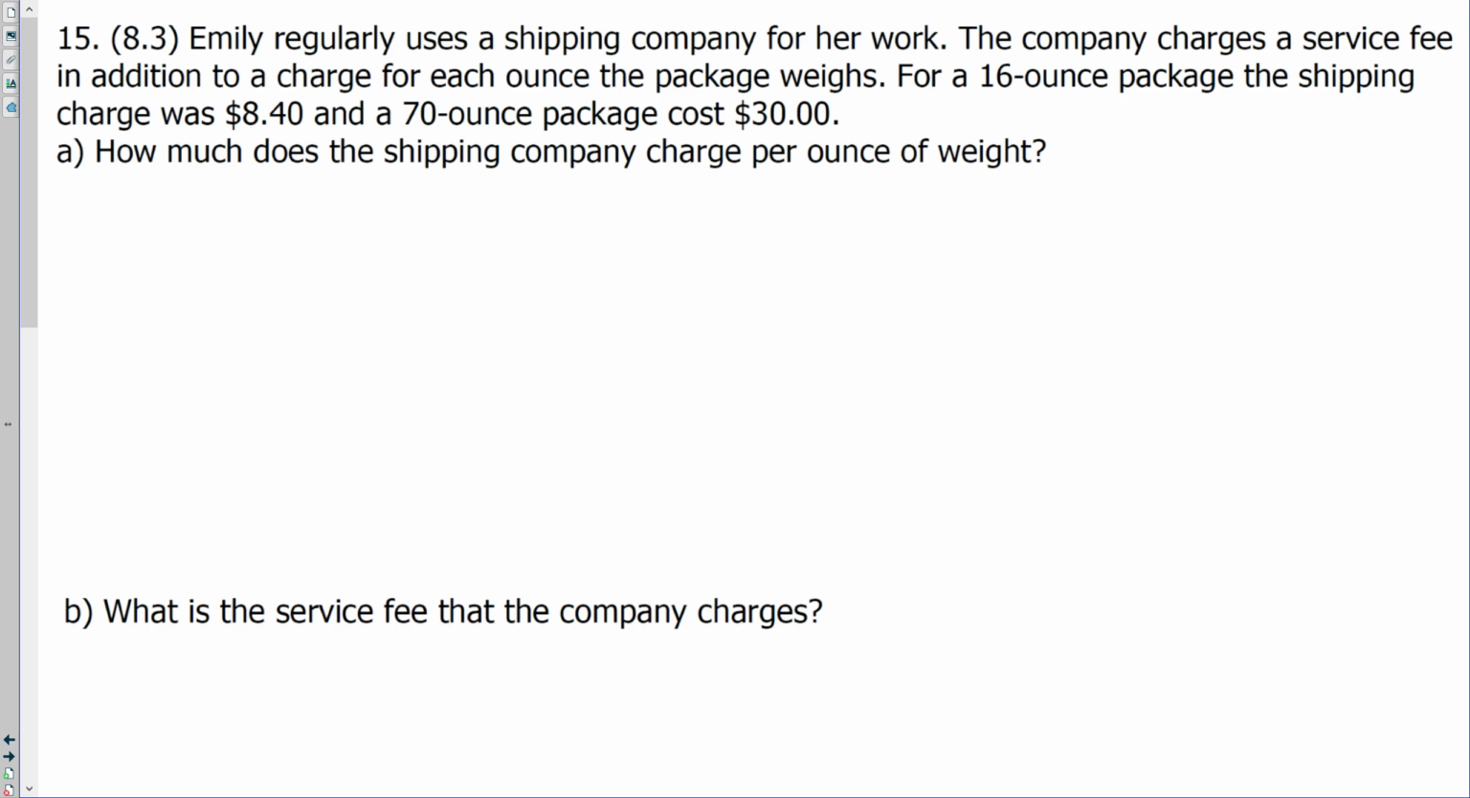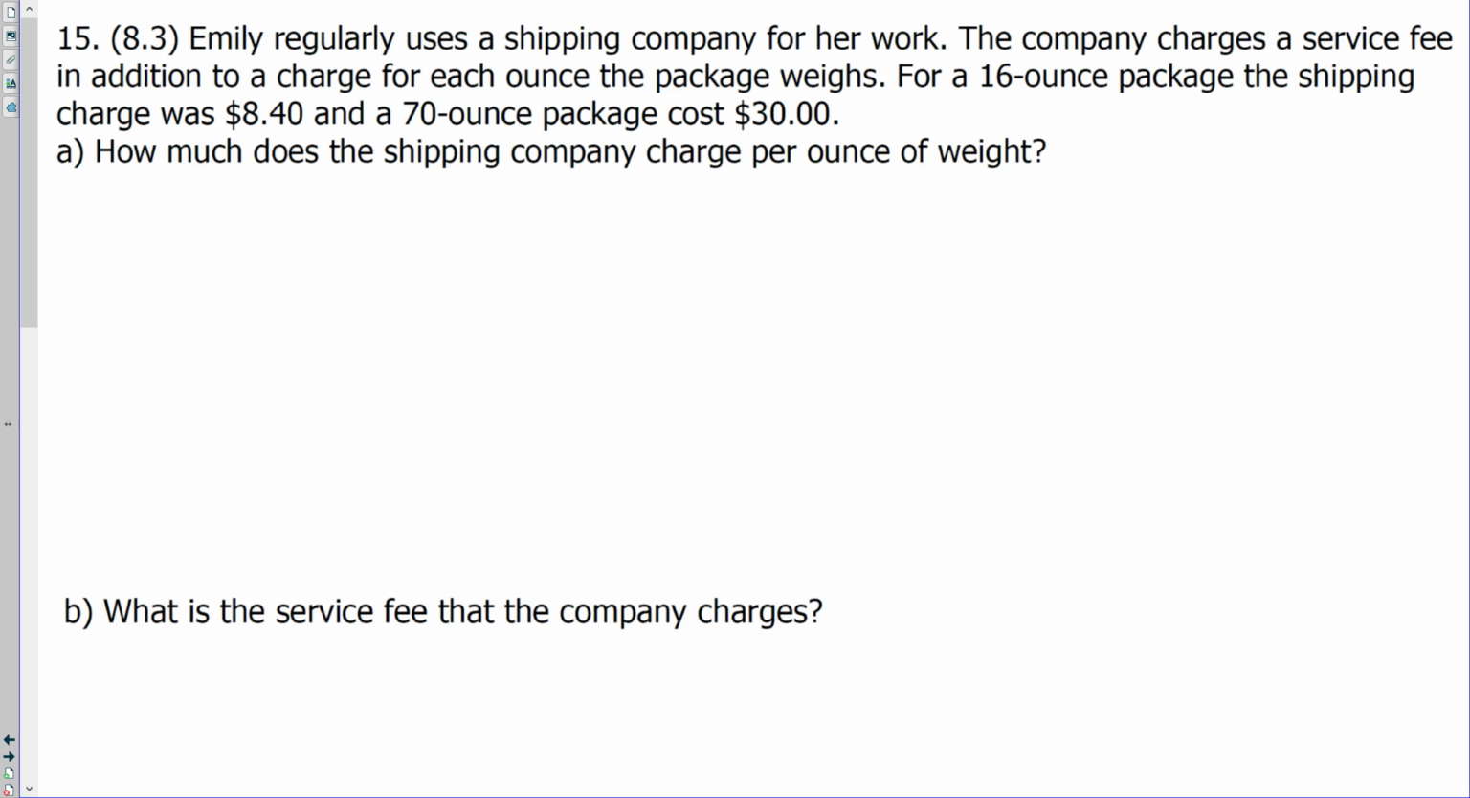Problem 15 comes from section 8.3. This was again where we looked at linear equations, and in particular writing out our full linear equation in, say, slope-intercept or point-slope form or one of our other formats for a linear equation. This problem says Emily regularly uses a shipping company for her work. The company charges a service fee in addition to a charge for each ounce the package weighs. For a 16-ounce package, the shipment charge was $8.40, and a 70-ounce package costs $30. And this one is set up in multiple parts to help guide us through the problem.